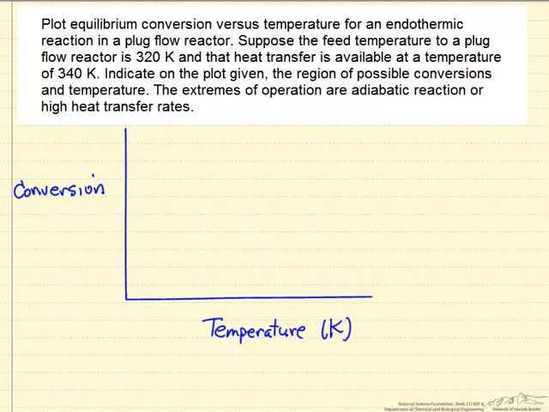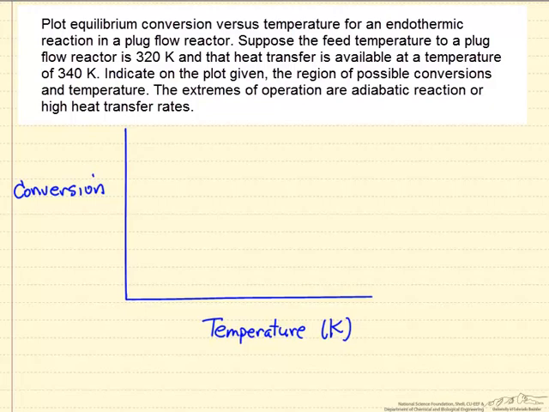In this problem, I'm looking at a case of an endothermic reaction in a plug flow reactor. And the problem wants us to plot the equilibrium conversion versus temperature first. And then if we had a feed temperature to the reactor of 320 Kelvin, and we had heat transfer around the plug flow reactor, a jacket at 340 Kelvin, then indicate on this plot regions of possible conversions and temperature that we could obtain in this reactor by changing the feed flow rate, for example.